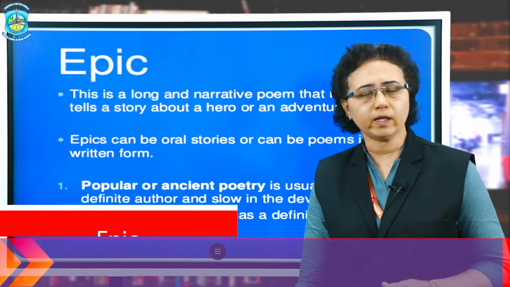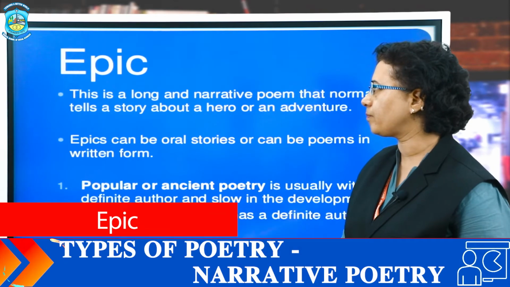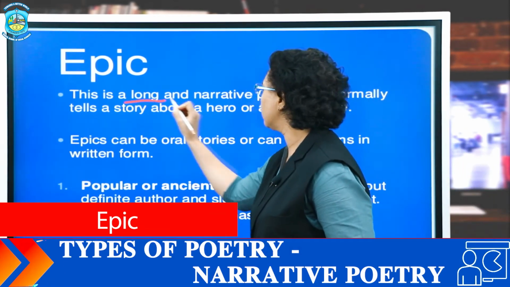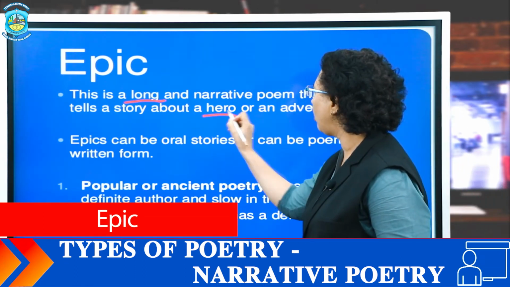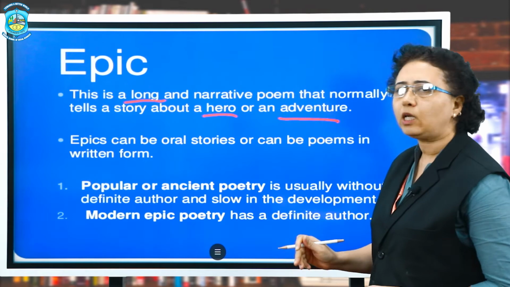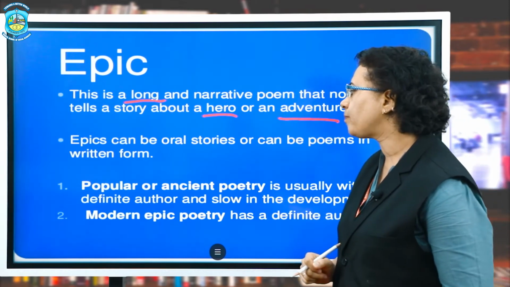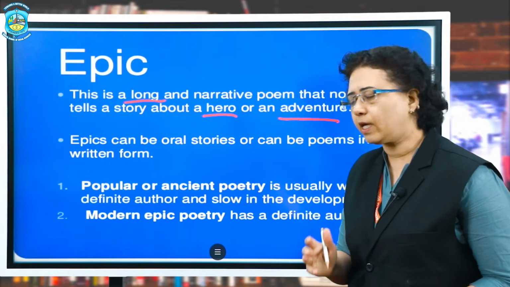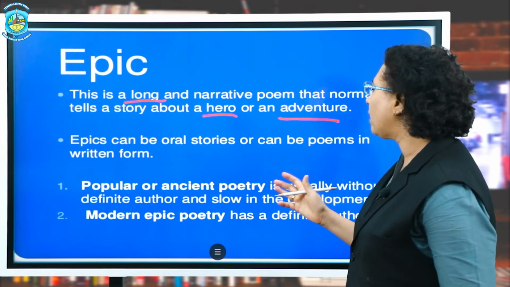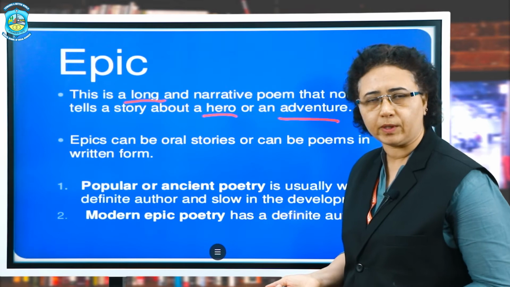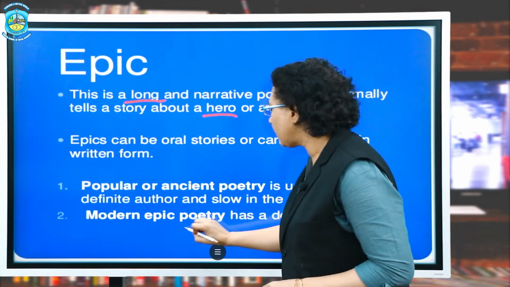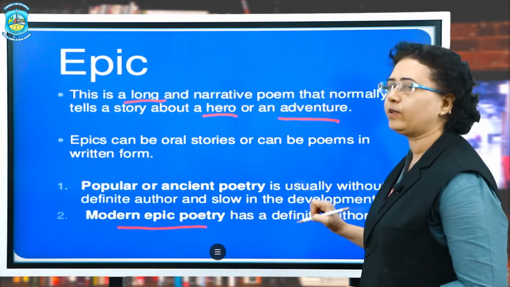In the category of narrative poems, we have the epics. This is a long narrative and it normally tells a story about the hero or some adventure. Now these can be oral as well as written. Earlier in ancient days, these did not have any definite author and also it was slow in development. But today's modern epic poetry has a definite author.